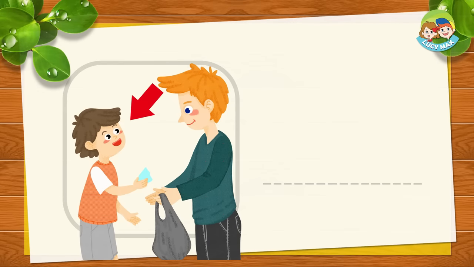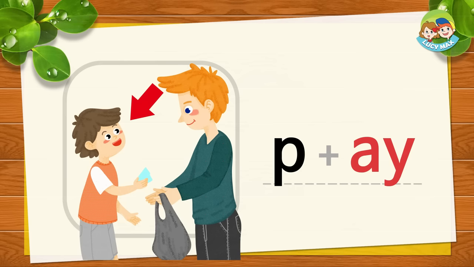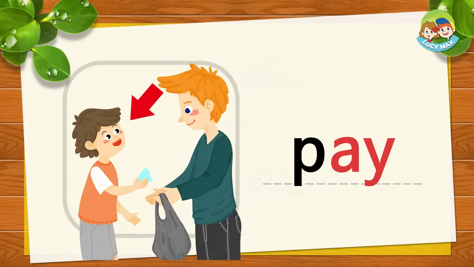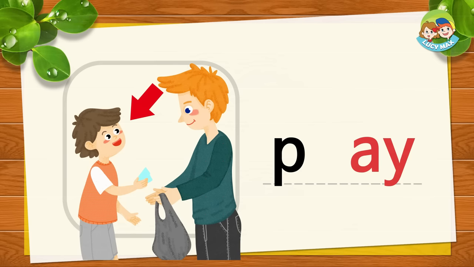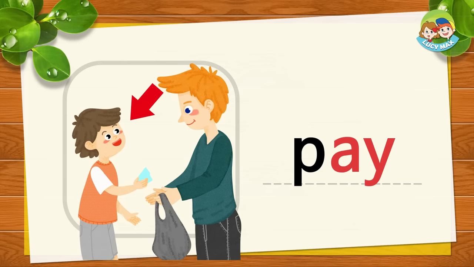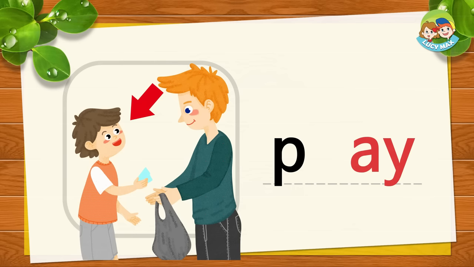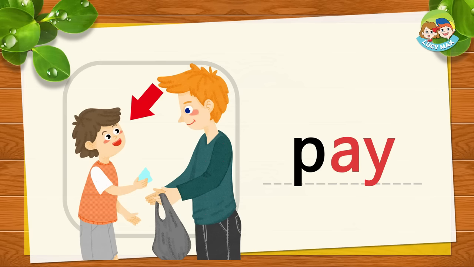This picture shows pay. Look at the boy. He gives money to the man. And he gets something. It means the boy pays money for the thing. P and A together is pay. P, A, pay. Now you try. Very good.